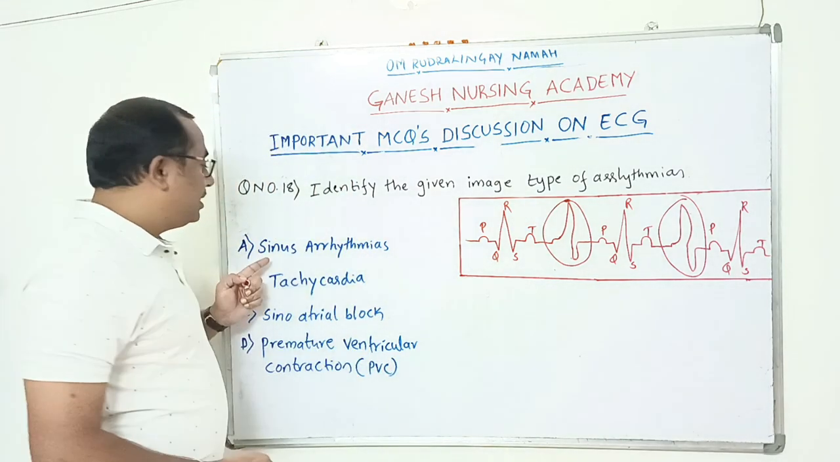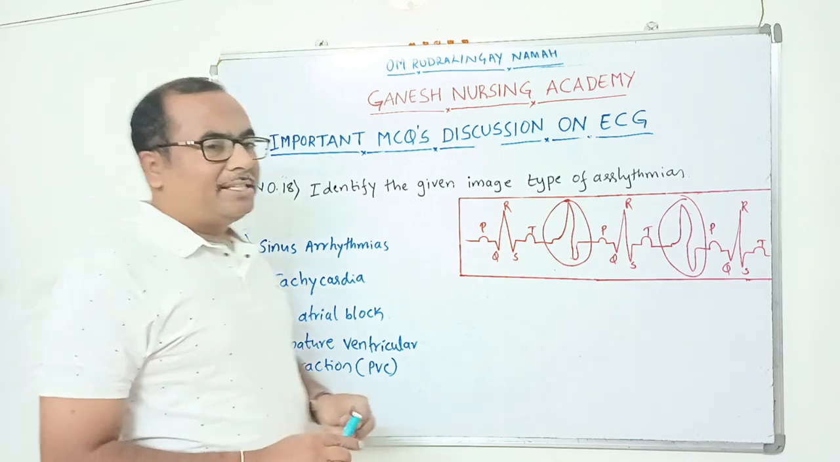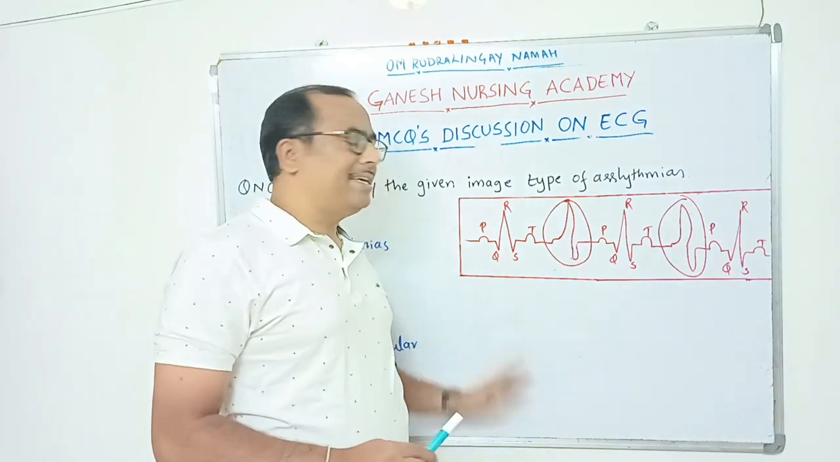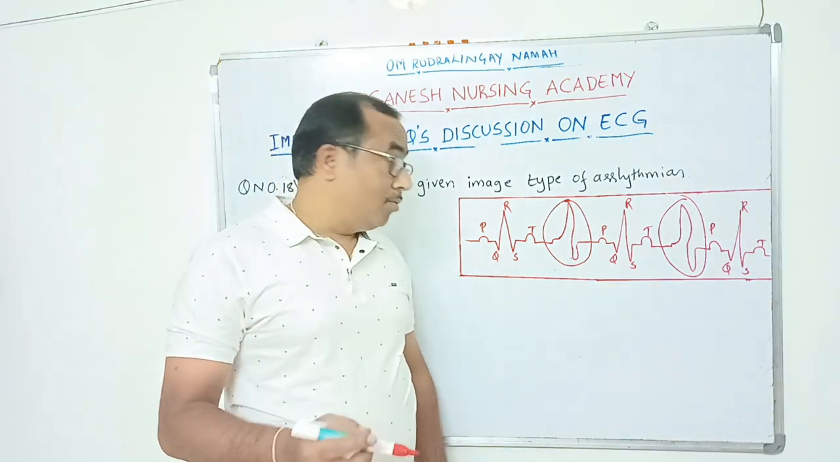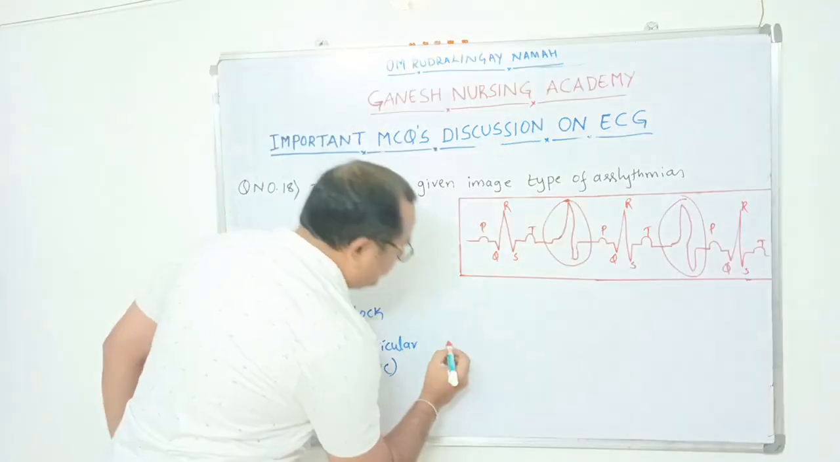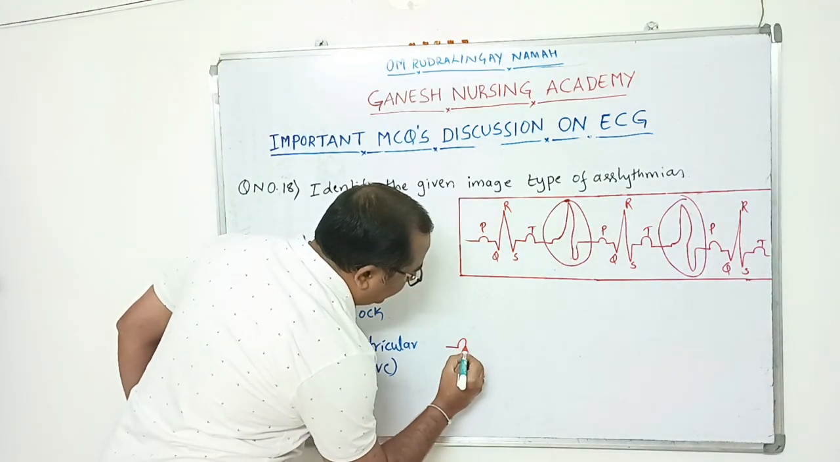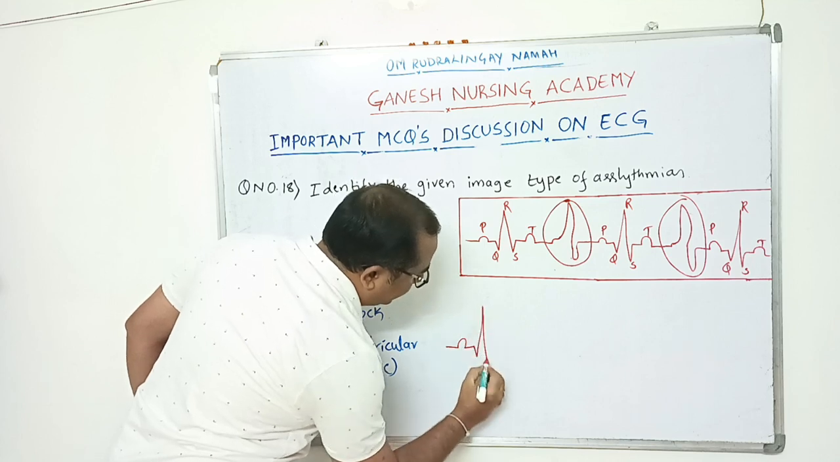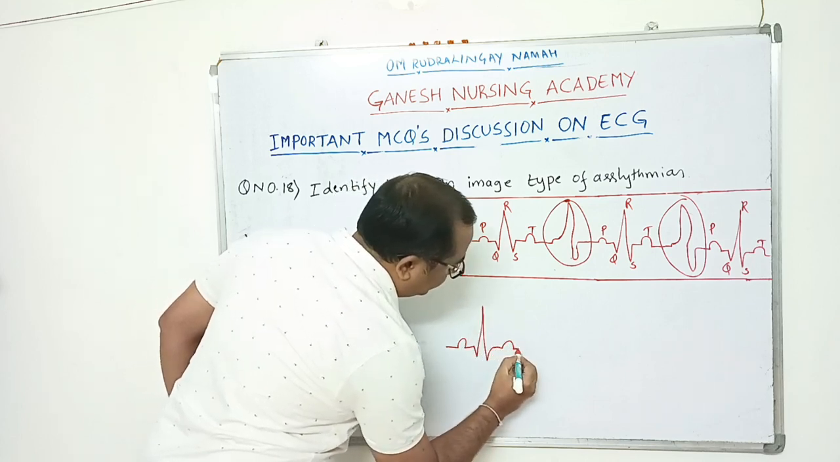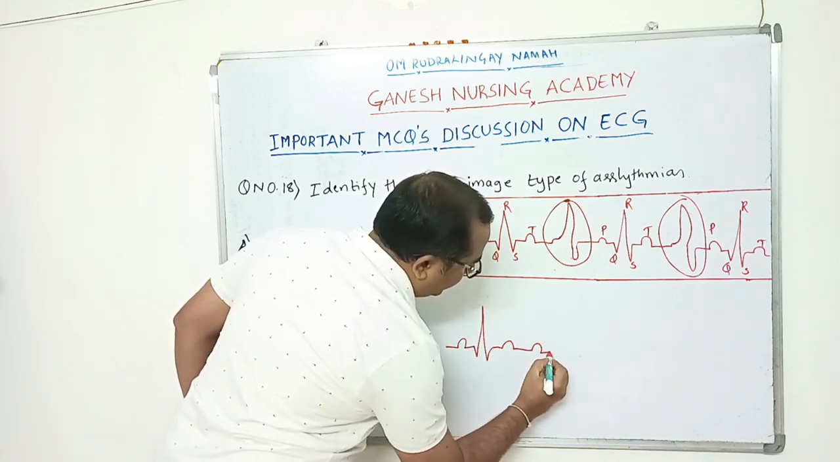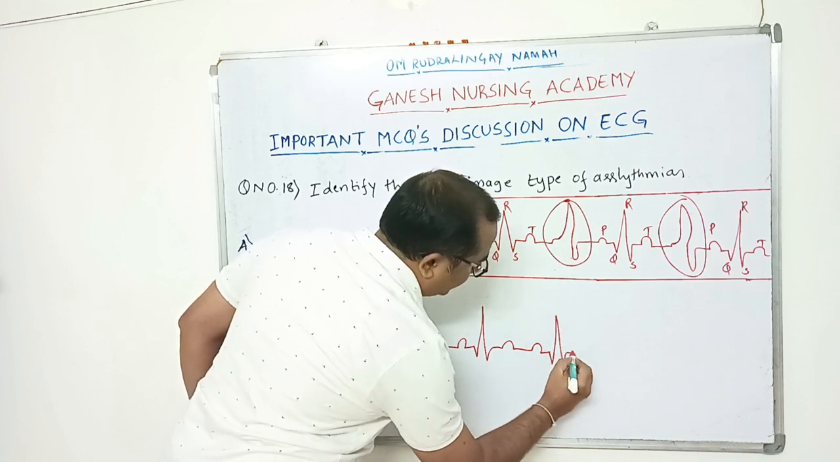The first one is sinus arrhythmia. This is obviously not a sinus arrhythmia, because what are the changes in sinus arrhythmia? Here there will be P, Q, R, S, T, then again P, Q, R, S, T.